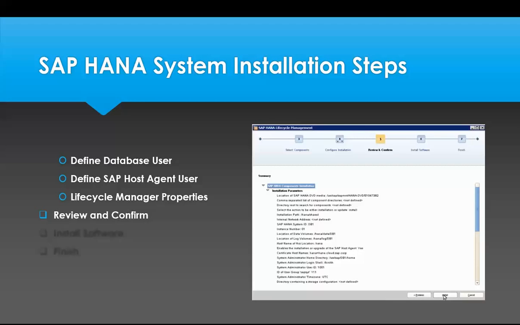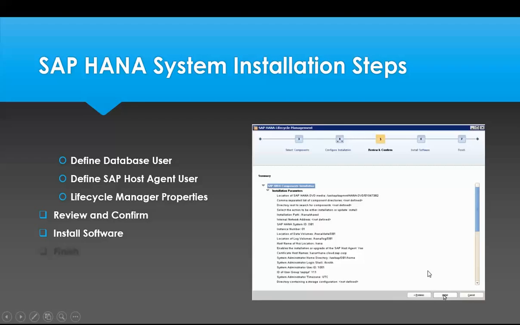If you want to set these parameters, you can just run hdblcm from the command line with either the parameter or the configuration file. So we can install these manually after the installation. Once you confirm and review all the components and all the parameters over here, then you click on install.